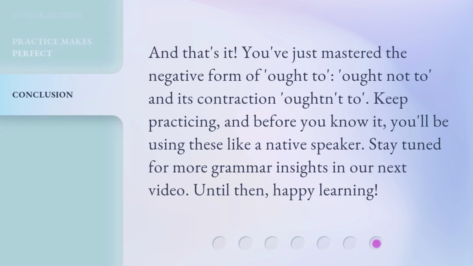And that's it. You've just mastered the negative form of ought to, ought not to, and its contraction, oughtn't to. Keep practicing, and before you know it, you'll be using these like a native speaker.